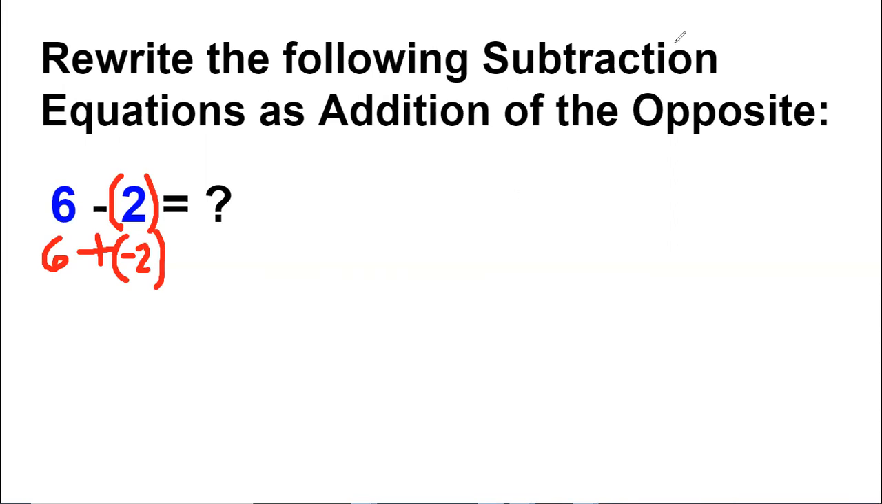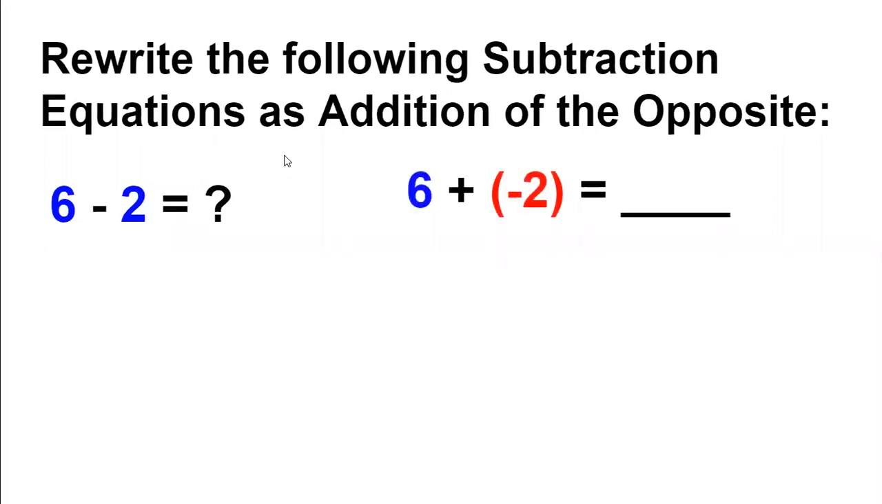Well, let's clear that, and that should pop up on our screen here. So 6 minus 2 is equal to 6 plus negative 2. And we know the answer to that would be, did you say 4? Excellent. You said positive 4. Perfect. Let's try another one.